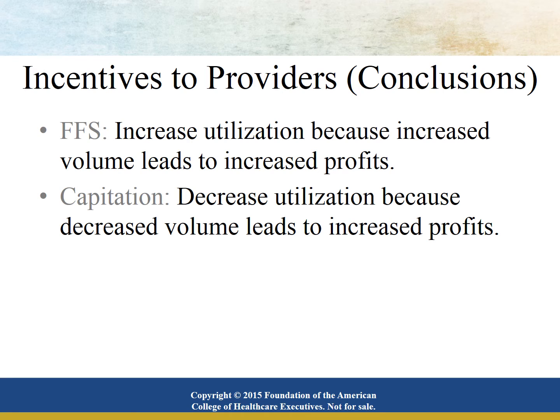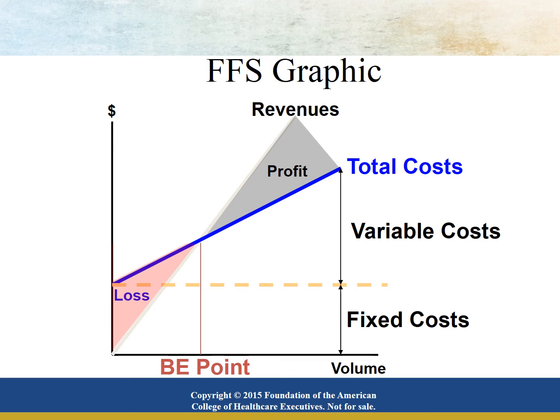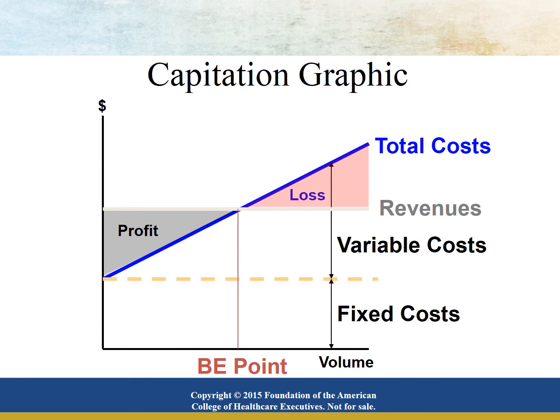Fee for service, it increases utilization. Fee for service, you saw every model that I talked to, it's about doing more, doing more, doing more. The more you provide, the more profit you make. Capitation actually decreases utilization because decreased volume leads to increased profits. Volume, you make money under fee for service.